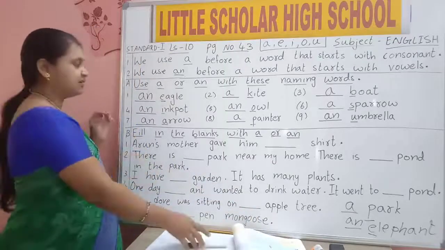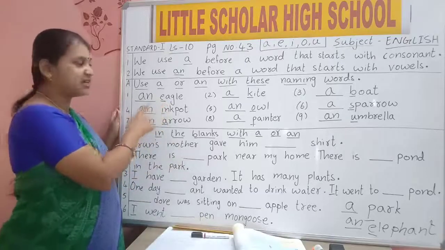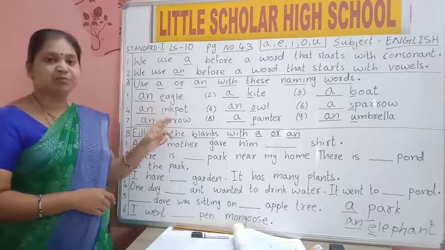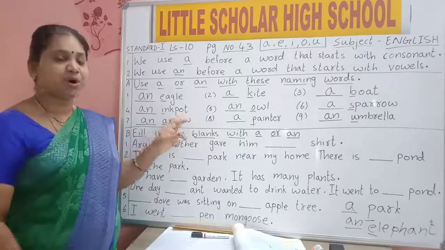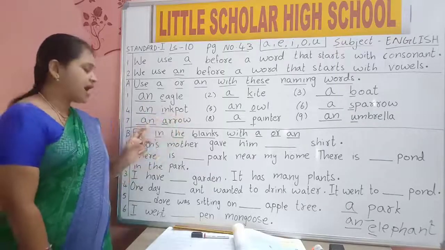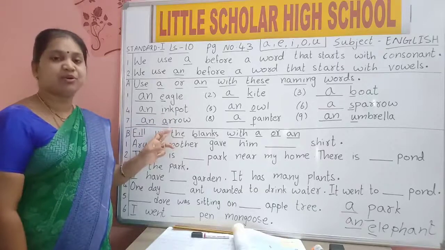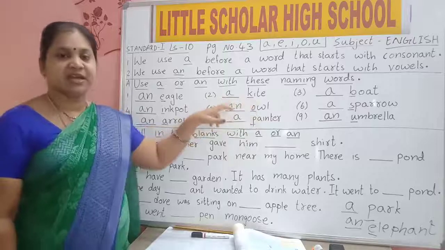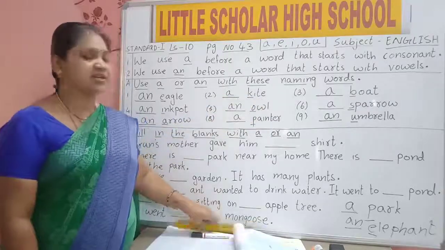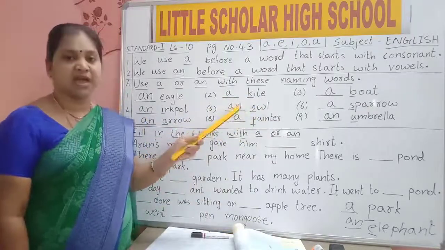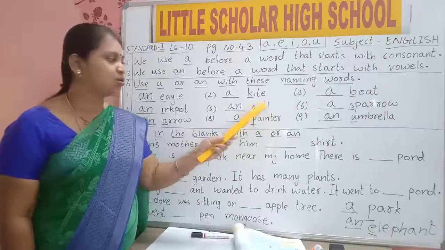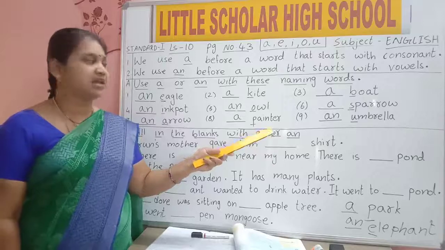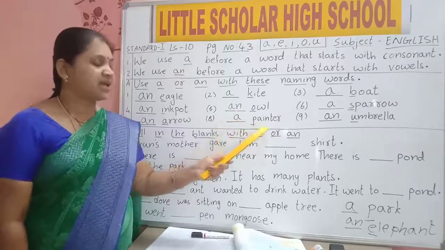An eagle. E-A-G-L-E, eagle. An ink pot. I-N-K, ink, P-O-T, pot. An arrow. A-R-R-O-W, arrow. A kite. K-I-T-E, kite. An owl. O-W-L, owl. A painter. P-A-I-N-T-E-R, painter.